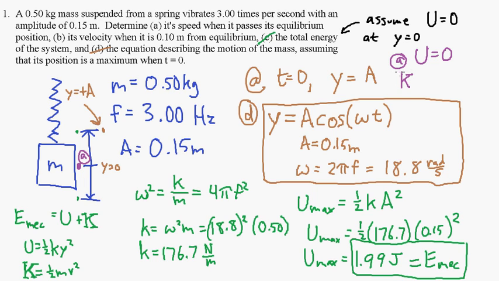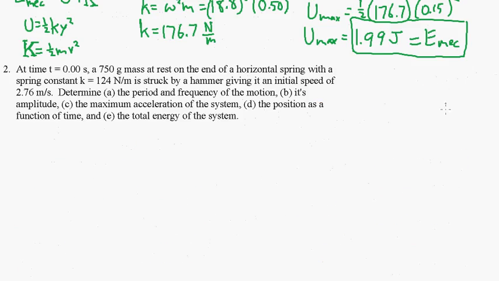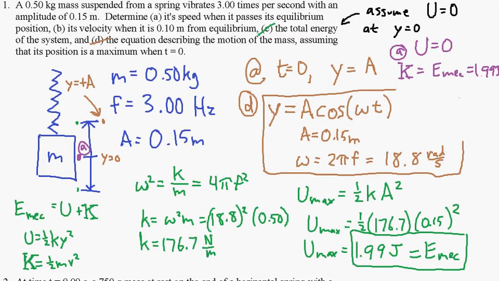Which means K, our kinetic energy, is our total mechanical energy, which is 1.99 joules. That 1.99 joules is all kinetic when you're at point A, and that means that 1/2 mv squared, which is our kinetic energy, is 1.99 joules, and so v squared is 1.99 joules over 2 times mass, which is 0.50 kilograms.